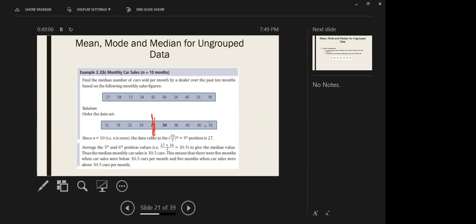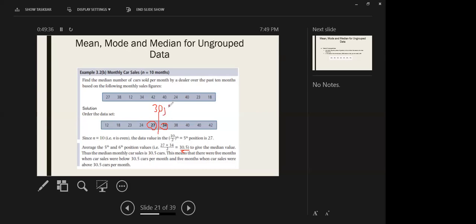So that's why we said when you've managed to find the n over 2 position, what you need to do is take the next position, right? Which is this position. When you take these two values, this value and this value, and find the average of it, which is 27 plus 34 over 2, you get 30.5. So 30.5 is somewhere here, right?